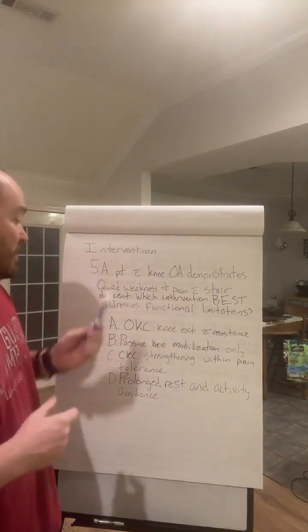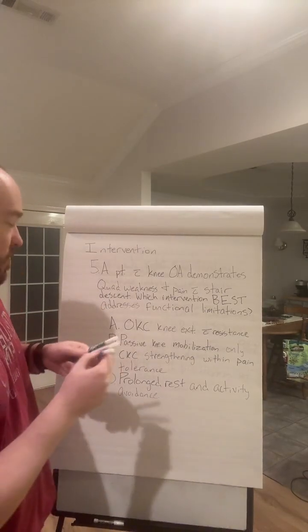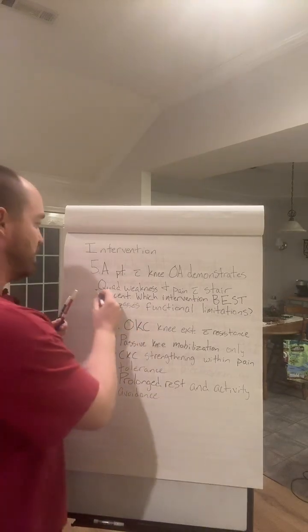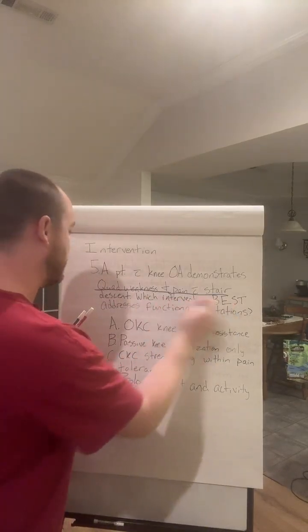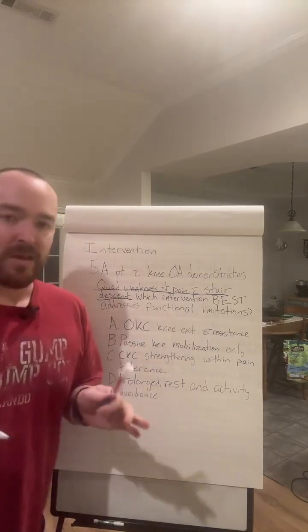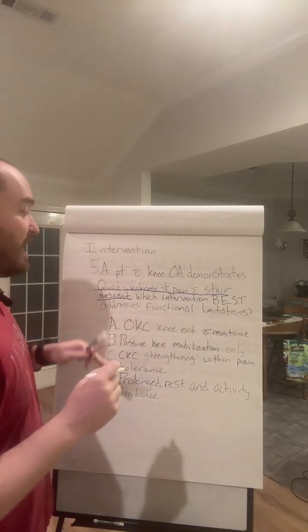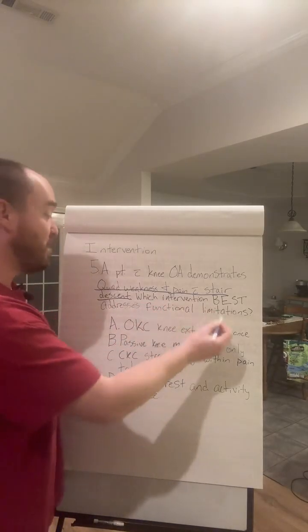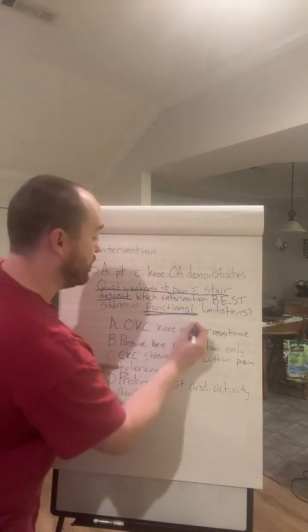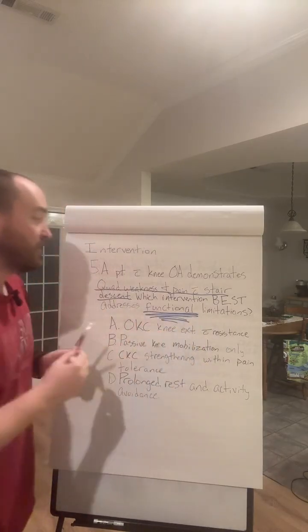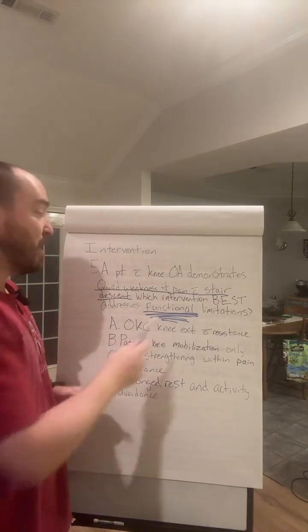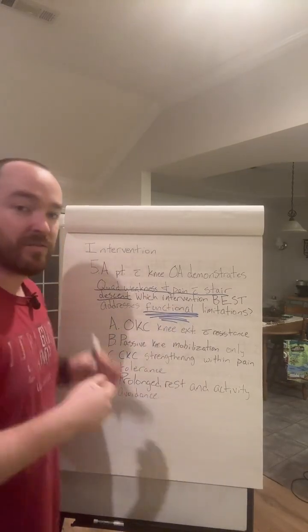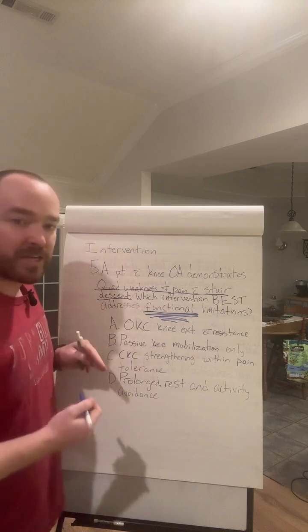Okay, let's go over this. Quad weakness, right? Pain with stair descent. The big thing you should have all picked out of this: which intervention best addresses functional limitations? His or her limitation is they have pain with stair descent. So which of these is going to address the functional limitation?